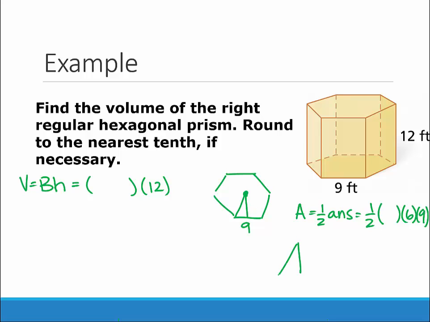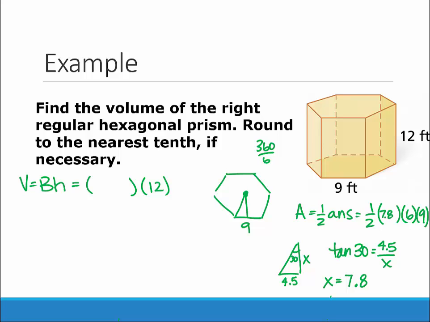So we have to recreate this triangle. Because it's a hexagon, remember that there are 360 degrees total divided by 6, and then cut that in half. That means this guy's 30, and we're looking for this. So we want opposite over adjacent. And if we plug this into our calculator, we end up doing 4.5 divided by the tangent of 30. So we get that our apothem is about 7.8.